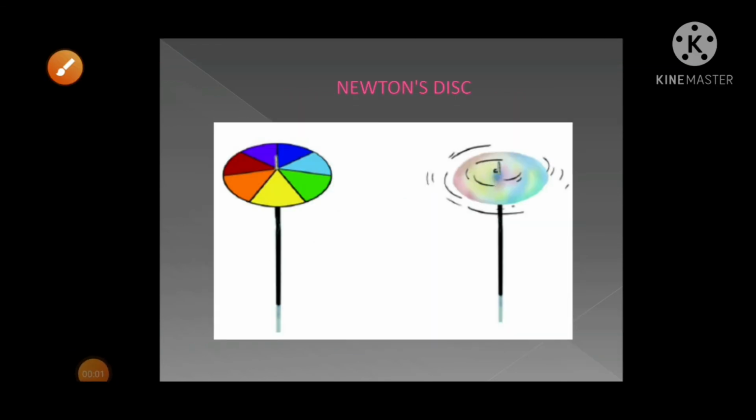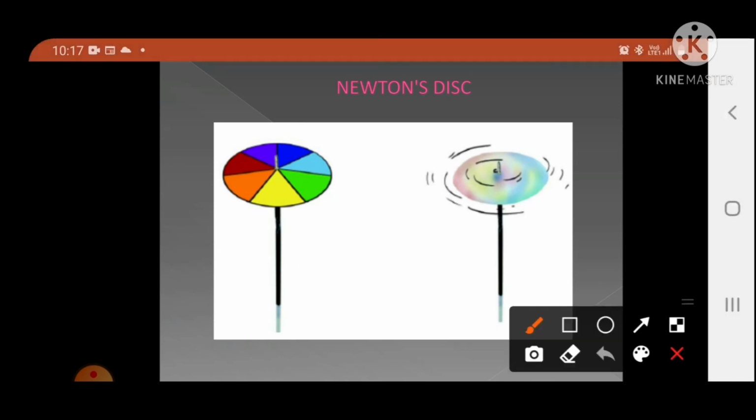This is a colorful disc which was used by Newton to show that 7 colors of the spectrum of white light, when added together, give white light. So when this disc is rotated fast, as you can see here, the disc appears white, and this shows that white light consists of 7 colors.